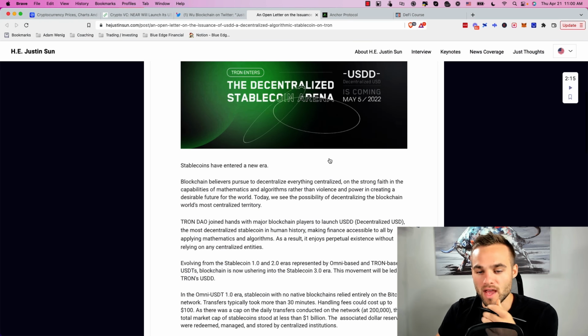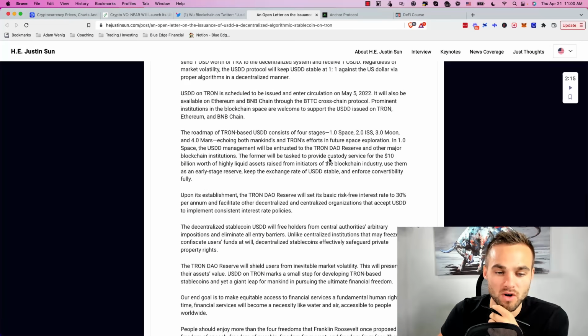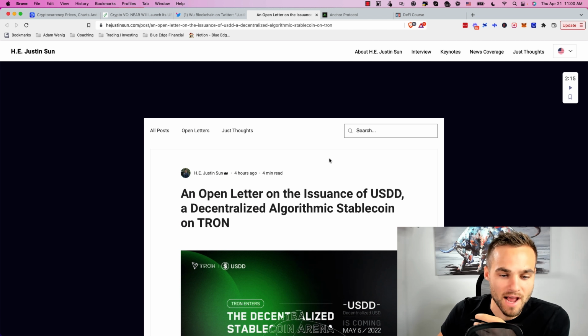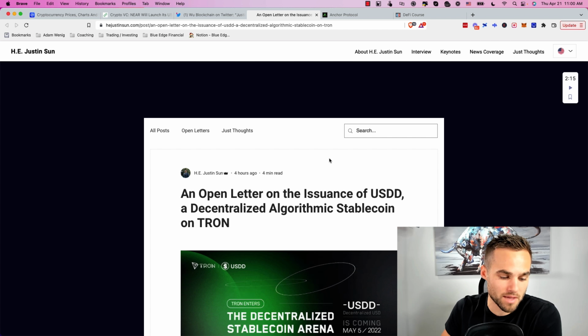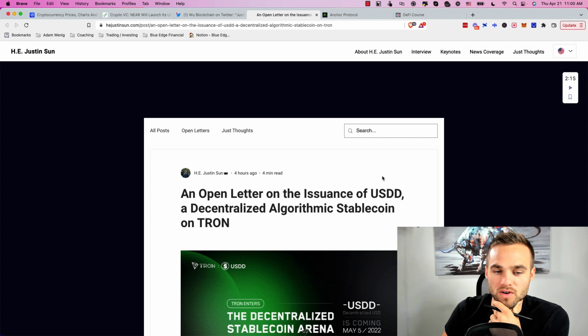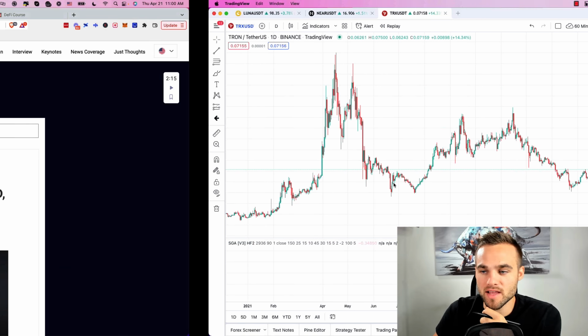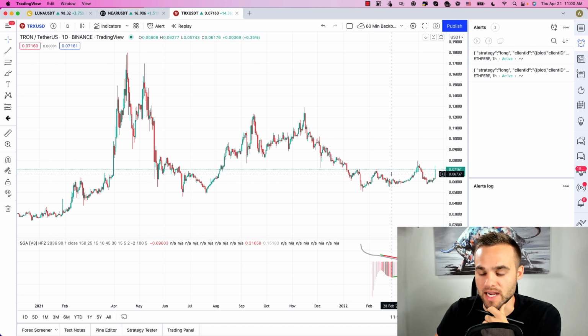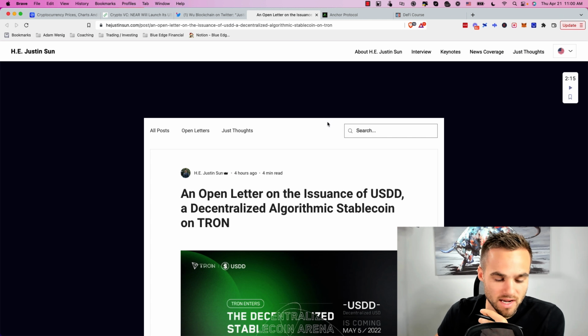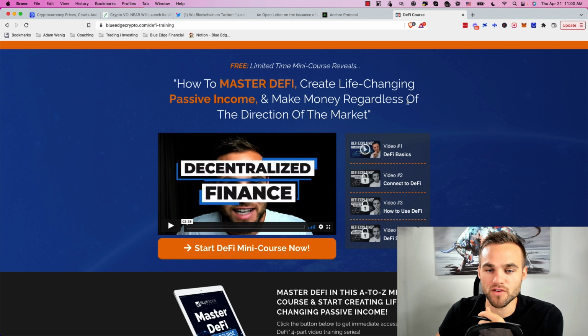And we know how the market is responding to this. So we can see that whenever a new algorithmic stablecoin comes out, if they have this sort of attractive place for people to park their stablecoins and get yield on it, then this could be a really, really good sign.